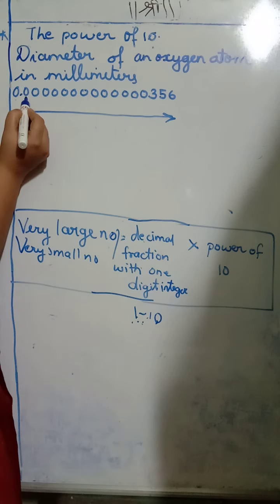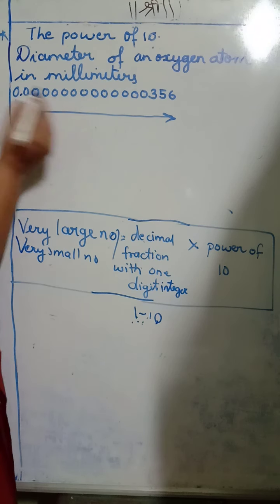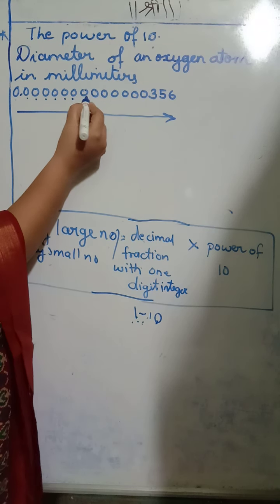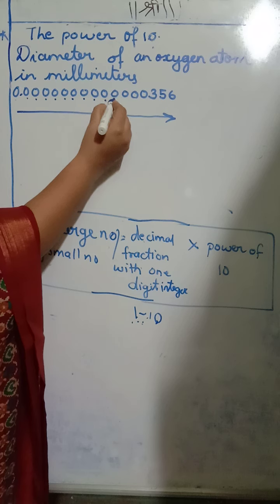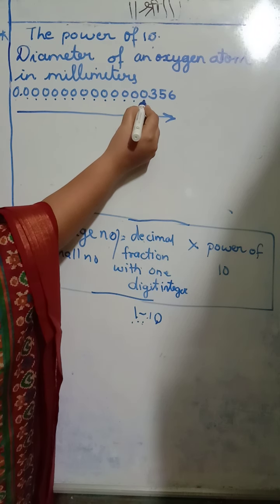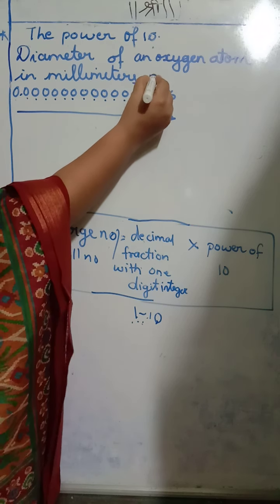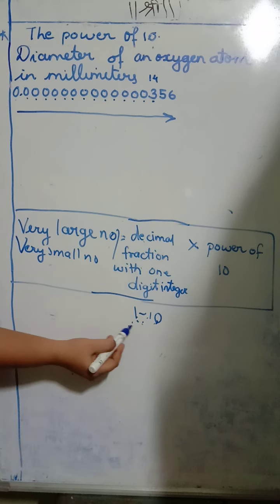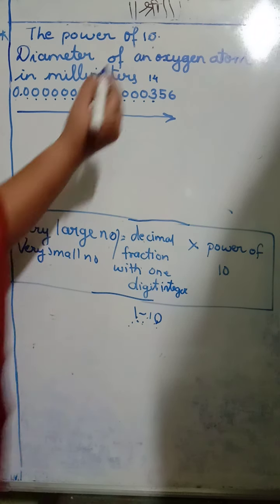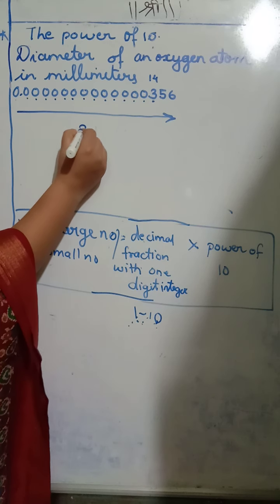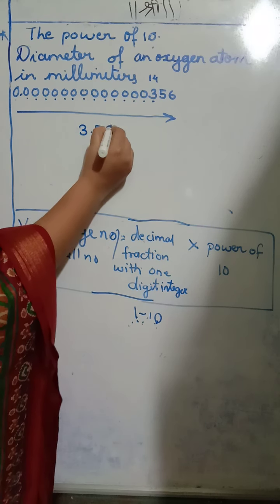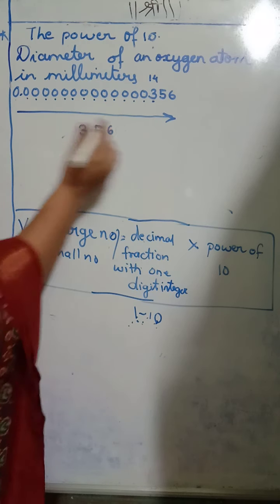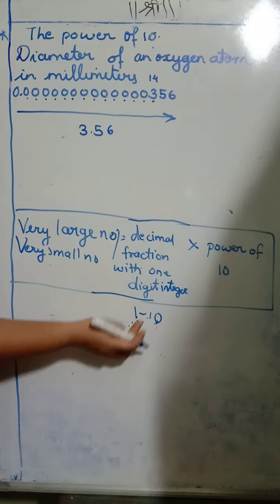Now if I start counting, don't count this 0, count after the point. 1, 2, 3, 4, 5, 6, 7, 8, 9, 10, 11, 12, 13, 14. At the 14th place, did I get 3, which is between 1 and 10? So I will write that number as 3.56. Did we get a decimal fraction?